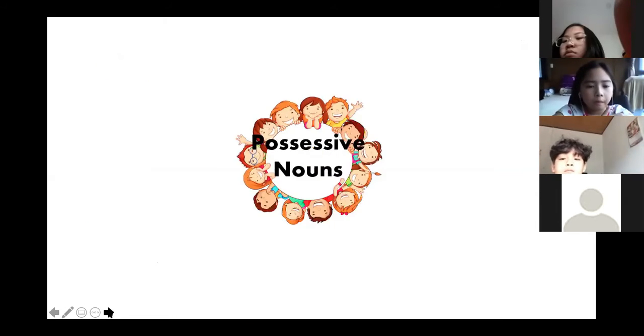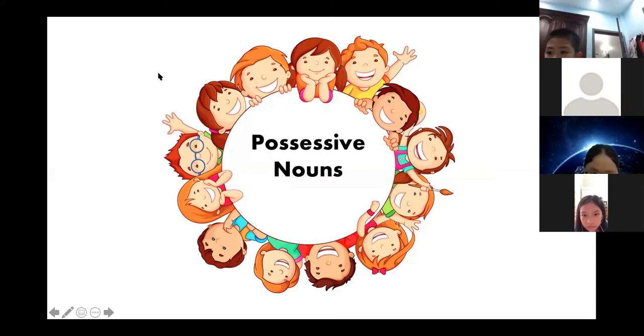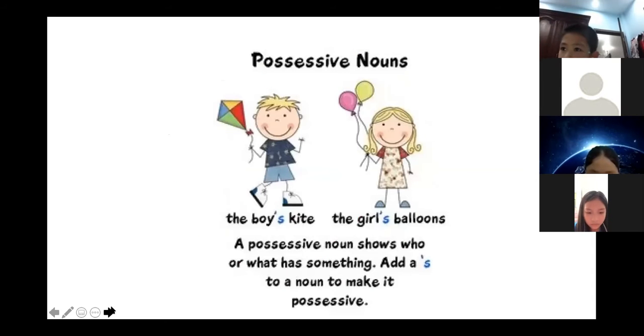Okay, shall we get started on grammar? So today we are learning about possessive nouns. Can anyone tell me what a possessive noun is before we get stuck in? Billy, can you tell me what is a possessive noun? A possessive noun is something belongs to someone. Very good, well done. A possessive noun shows who or what owns something. The word possession means something that you own.